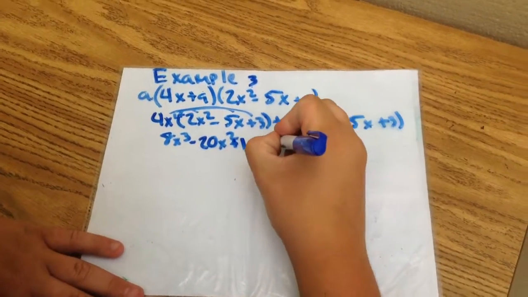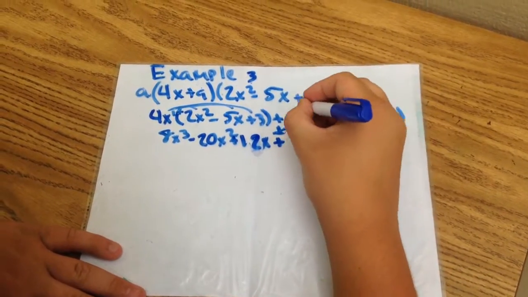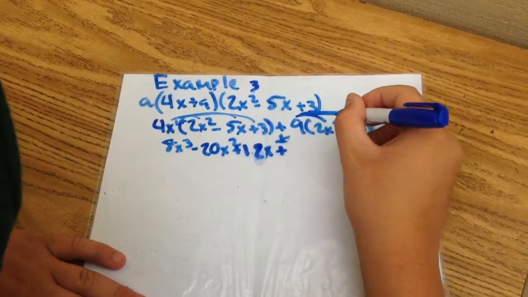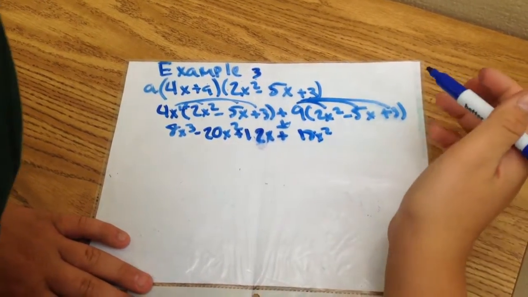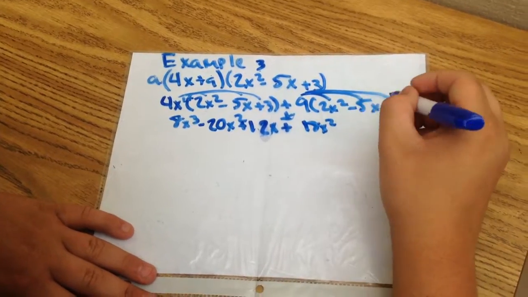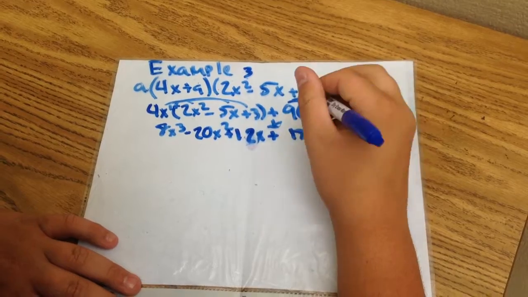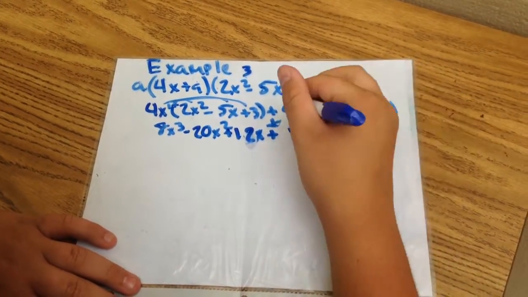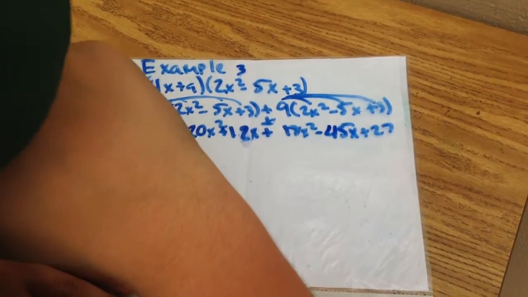Next you're going to distribute this here, so bring down that positive, and then distribute to each term again. And 9 times 2x squared is going to equal 18x squared because 9 doesn't have any x's, so you're going to have the same numbers here. Next, you're going to distribute it to the 5, so negative and a positive is going to equal negative 45x. And last term, plus 27 because 9 times 3, which is the last term.